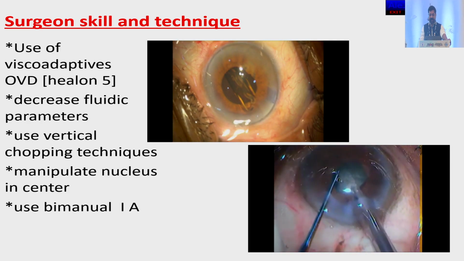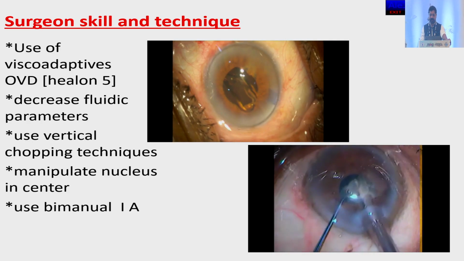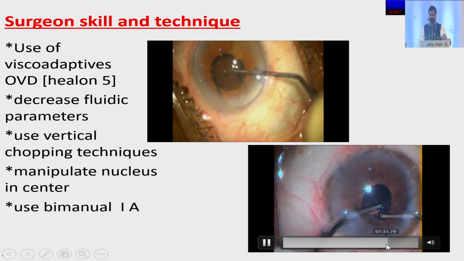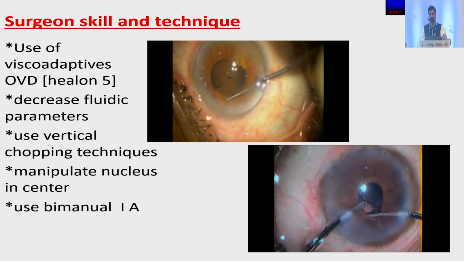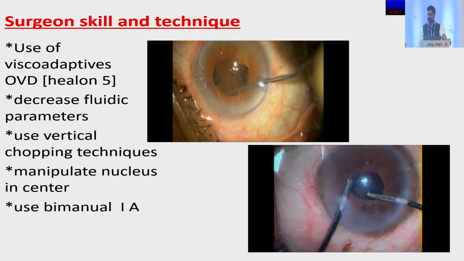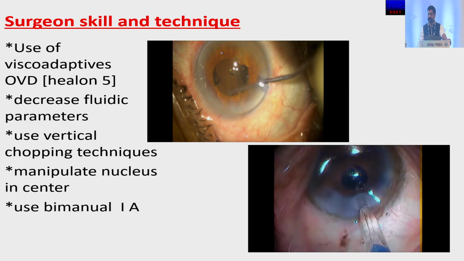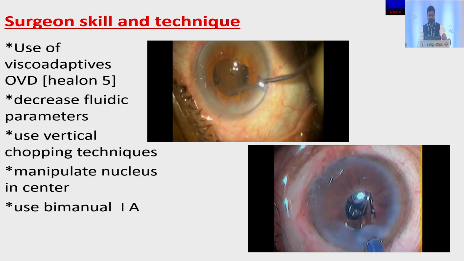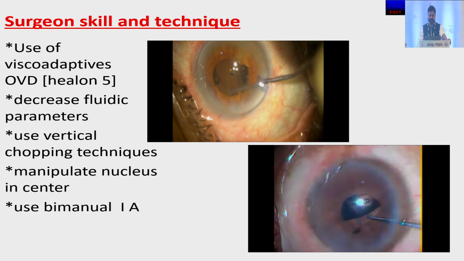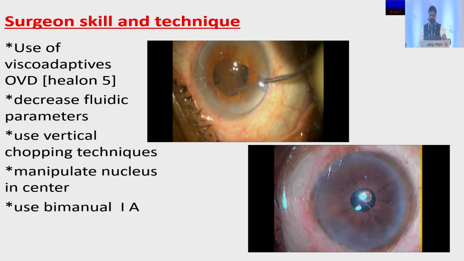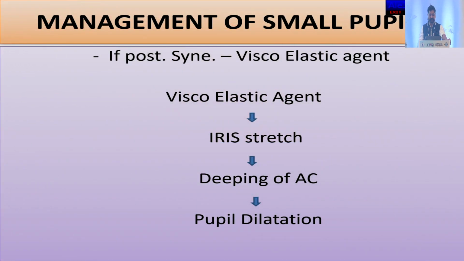Use bimanual IA. As I said, why bimanual IA? Because if you are using both hands, that will help to go behind the iris, behind the pupillary margin, and you can catch the pupil. You can hold the capsule, take all types of cortical matter, bring it to the center and aspirate it. So I always use bimanual IA in small pupil cataract surgeries.